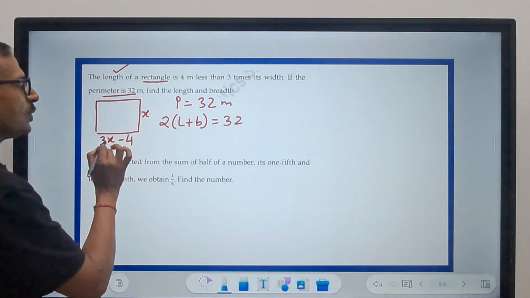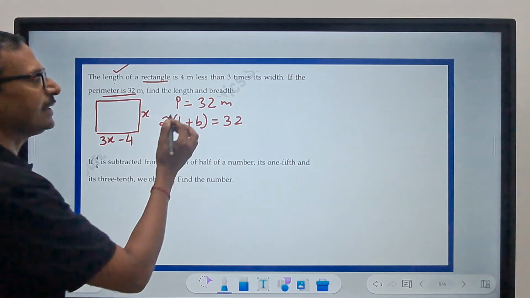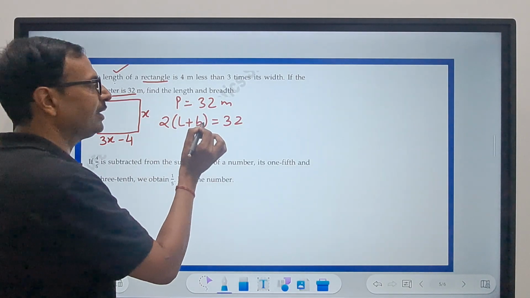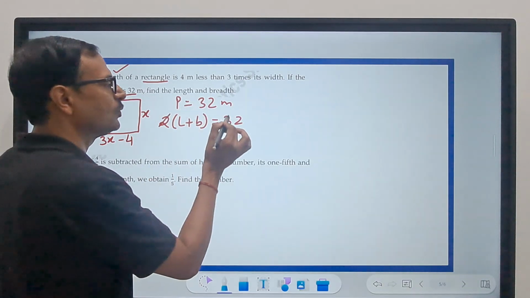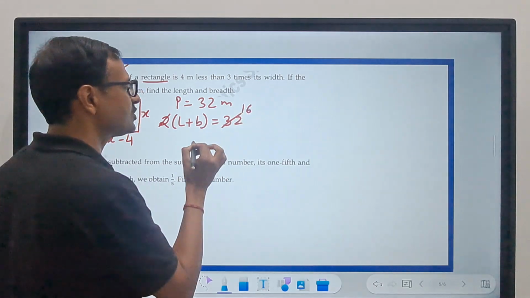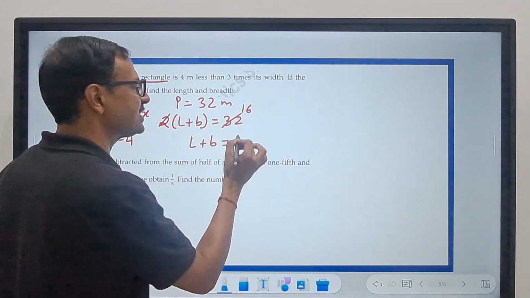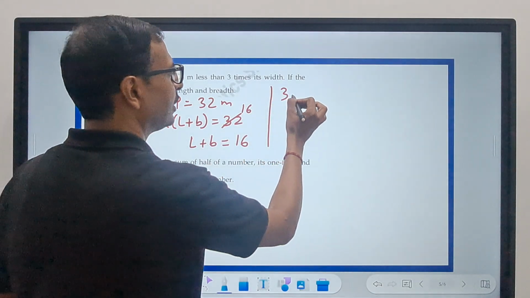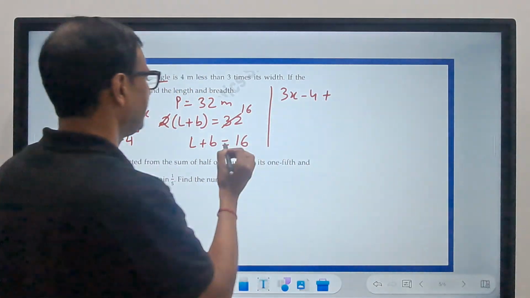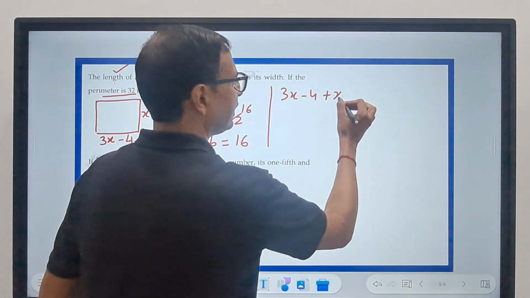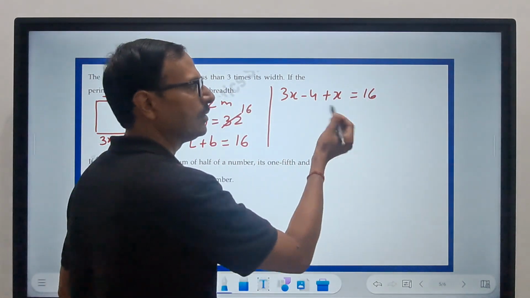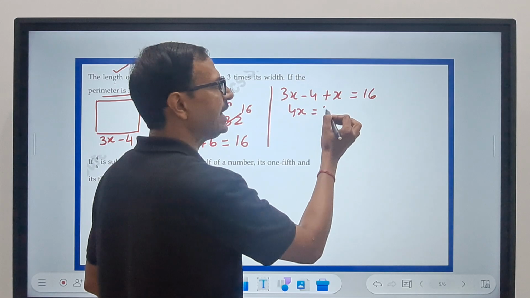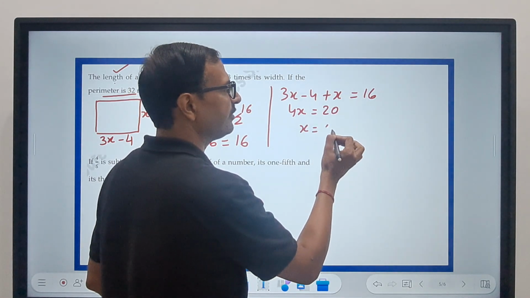So the first thing is to assume the length and width, and the second thing is to know the formula of the perimeter. So I can cancel this 2 with this. This becomes 16. So L plus B is 16. And now pretty easy. L is 3x minus 4 plus B. B is x. It gives me 16. 4x equals 20. So x is 5.